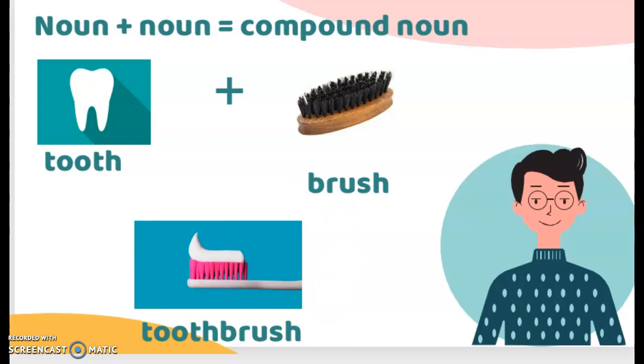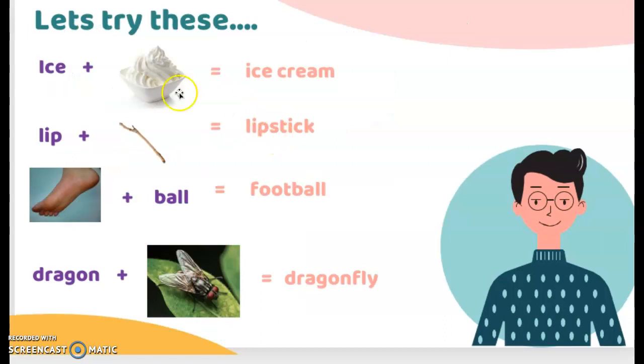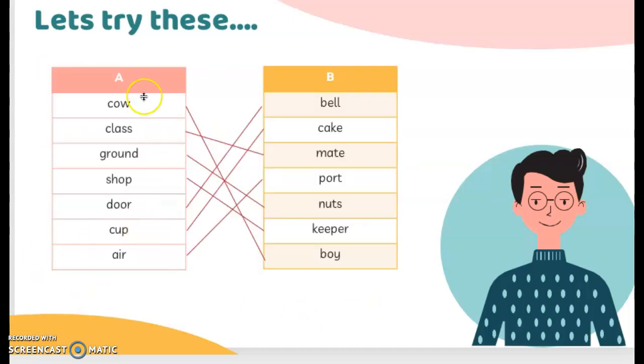Now let us try to do this one. So ice plus cream. So this is a picture of cream. So it will become ice cream. And then lip plus, this is a picture of stick. It will become lipstick. A foot, ball, it will form football. Dragon and fly, they will become dragonfly. Okay? Alright, now so basically there are two tables.